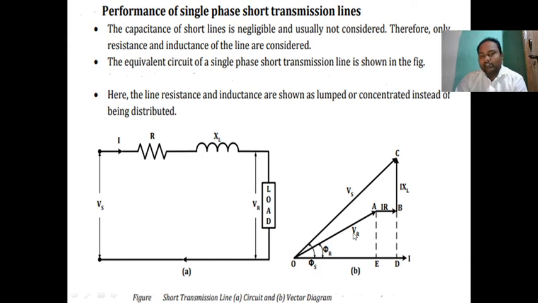The phase angle difference between the receiving end voltage and current is phi r, and between the sending end voltage and current there is a phase angle of phi s. Phi s is nothing but the sending end phase angle. So cos phi s is the sending end power factor. Phi s is the phase angle between Vs and I. Here the very important point to note is all the currents are the same. Sending end current is equal to receiving end current is equal to I, because the capacitance effect is negligible.